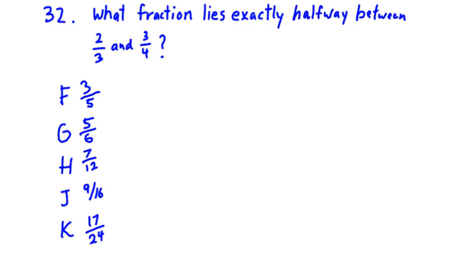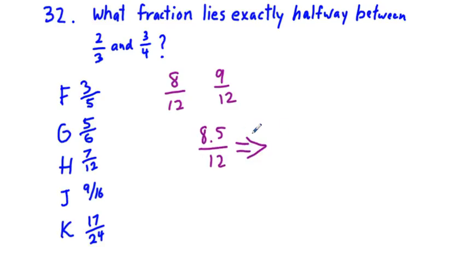Next, 31. What fraction lies exactly halfway between 2/3 and 3/4? Well, 2/3, our common denominator is going to be 12. We multiply 3 times 4. And so 2/3 is going to be 8/12. And then 3/4 is going to be 9/12. Well, between 8 and 9, halfway is going to be 8.5/12. Well, to convert this to a whole number on top, which we need, we multiply the denominator by 2, we get 24. We multiply 8.5 by 2, we get 17.